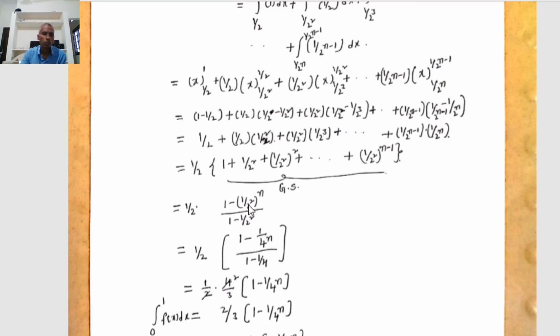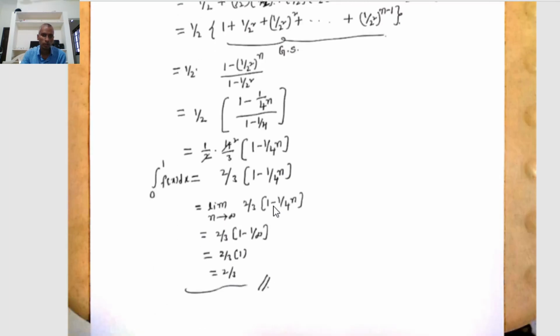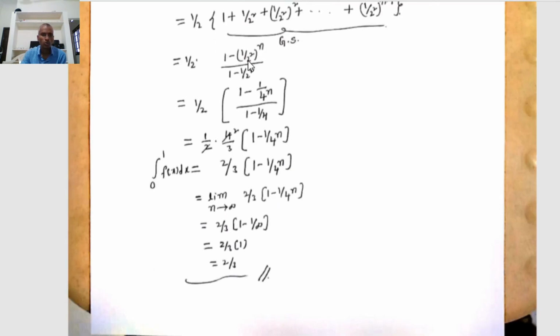Therefore, a into (1 minus r to the power of n) by (1 minus r), that is (1 minus (1/4) to the power of n) by (1 minus 1/2 square), which means 1 minus 1/4, that equals 3/4. 3/4 can be written with 4/3 in the numerator, that is 1/2 into 4/3 into (1 minus 1/4 to the power of n), that equals 2/3 into (1 minus 1/4 to the power of n).